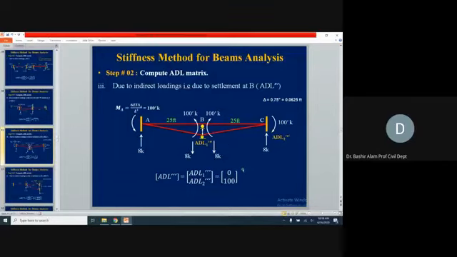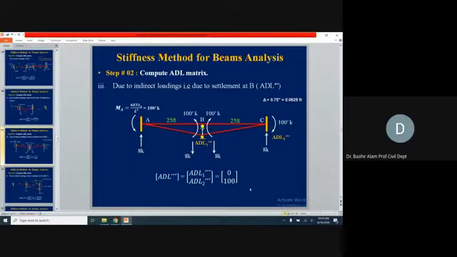Now ADL1 triple prime will become 8 corresponding to D1. So 100 minus 100 is 0. So 0 we are putting here corresponding to D2. Clockwise means positive and magnitude is 100, so 100 we are putting here. ADL triple prime is completed.